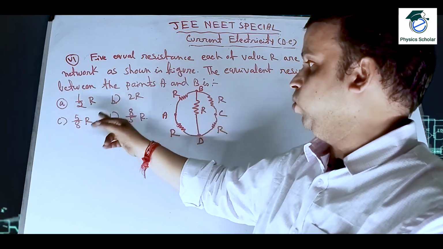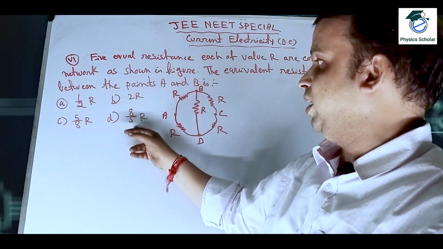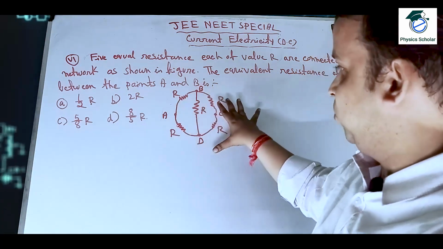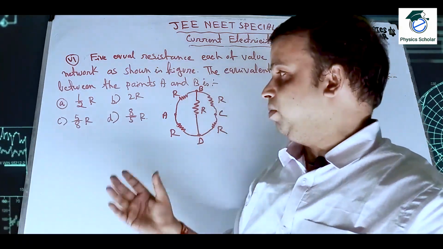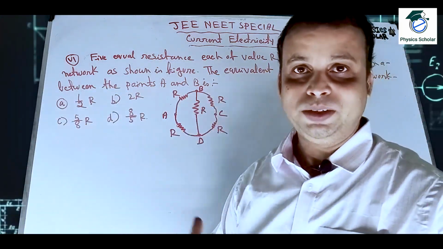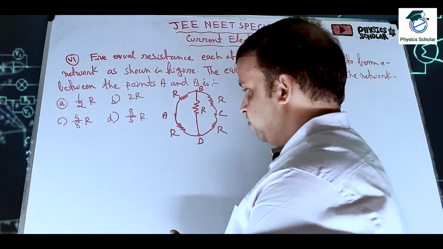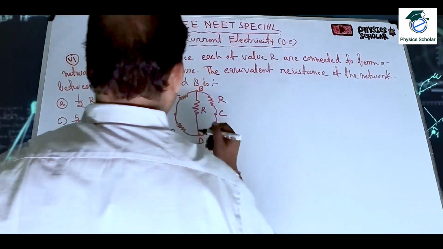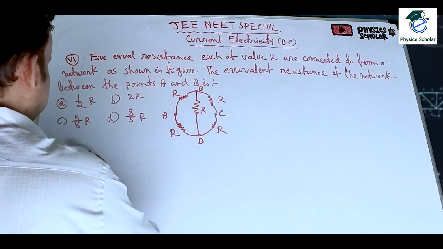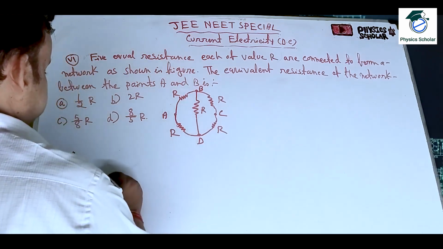They are half R, 2R, 5 by 8 R and 8 by 5 R. Whatever we calculate, we have to solve the numerical problem and then match the option with our answer. Option is given means answer is given, clear? Now the thing is that we have to redraw it. How? See.